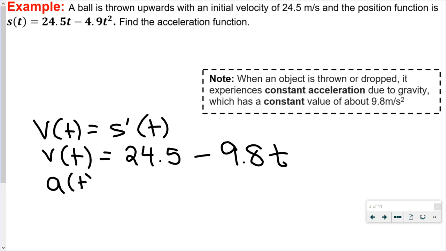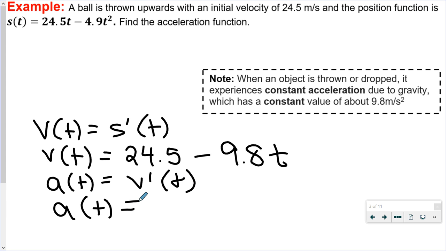Acceleration is the derivative of the velocity function. So taking the derivative of that function, the derivative of 24.5 is 0. The derivative of negative 9.8t is just negative 9.8. And so the acceleration in general is negative 9.8.